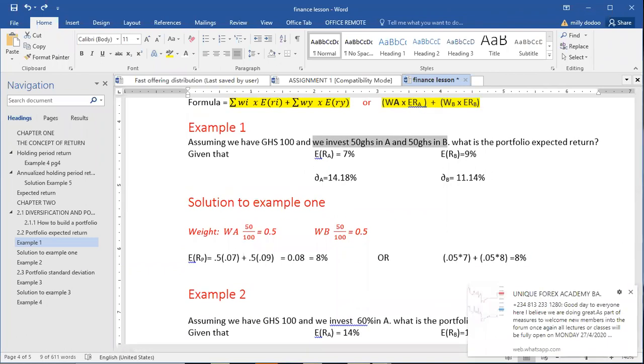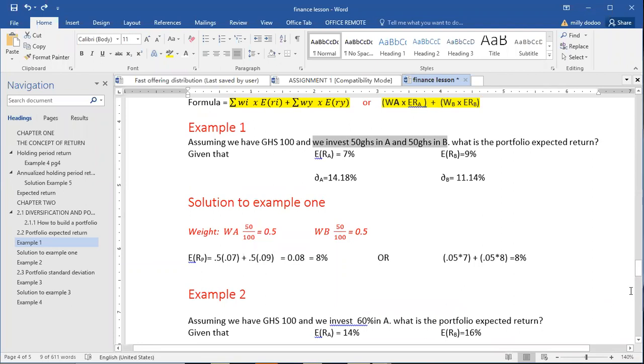So we have 100 Ghana cedis, and then we have invested 60% in A. Given that expected return for A is 14%, expected return for B is 16%. What is the expected portfolio return? So you do it, and then I'll call somebody to give me the answer.